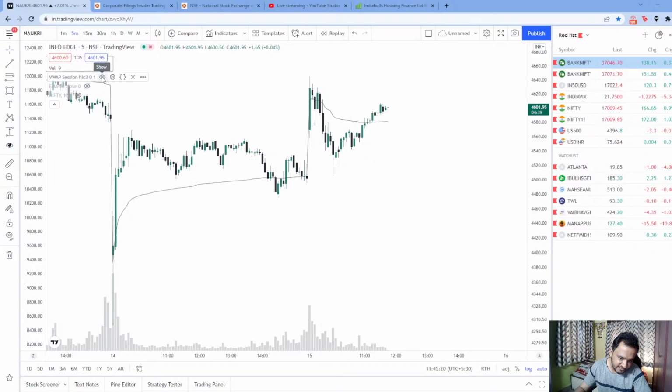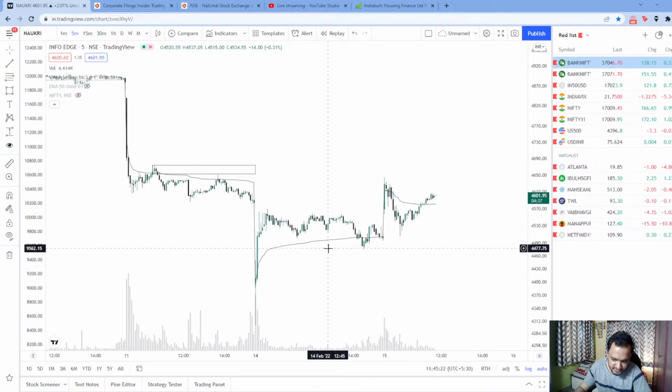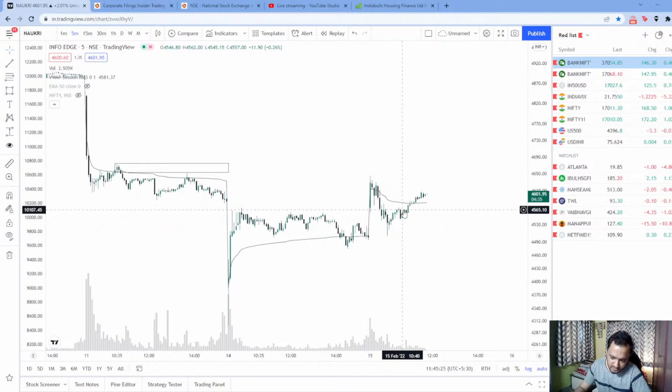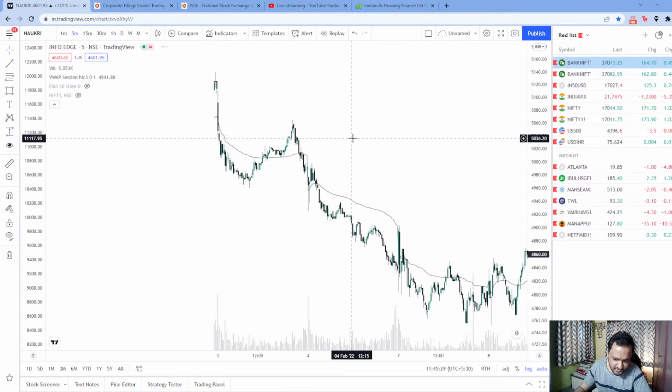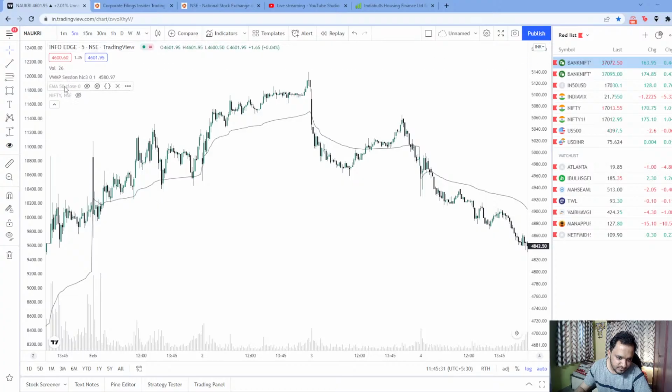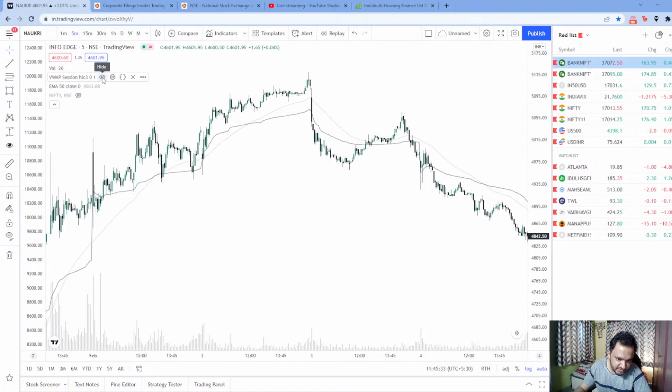You can use it. It definitely helps. There is no doubt about it. When it's far from the VWAP, things might not move. But EMA is much better. It will tell you whether it's very extended or not.